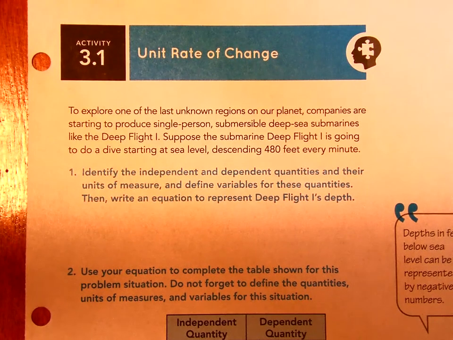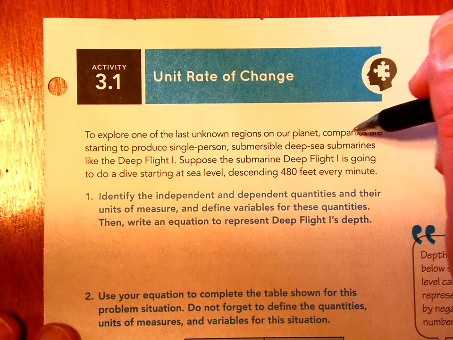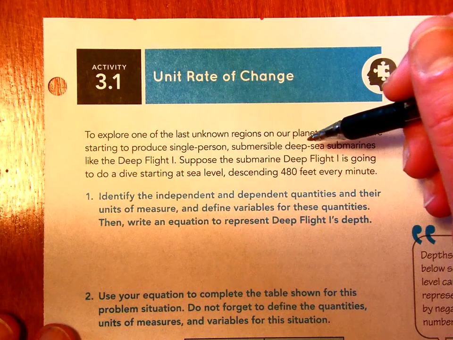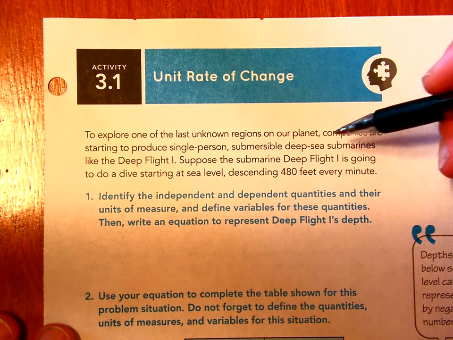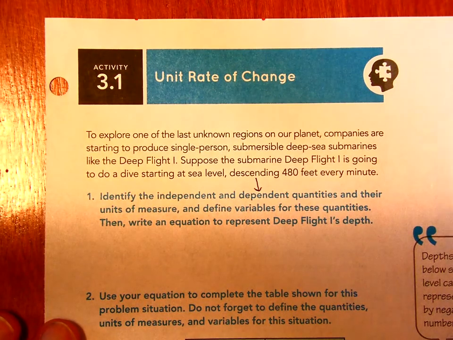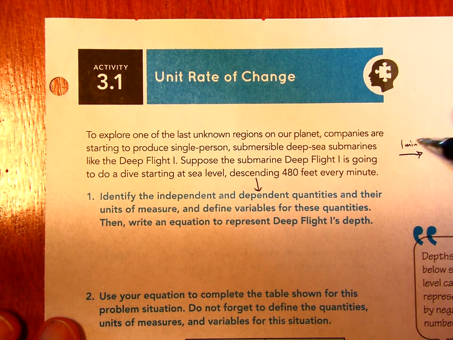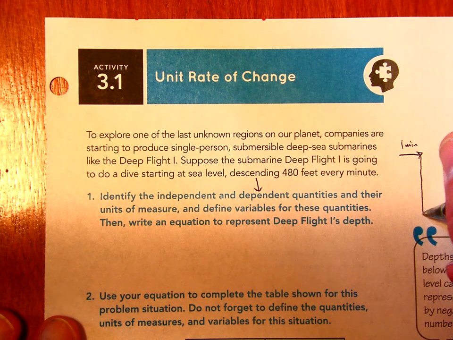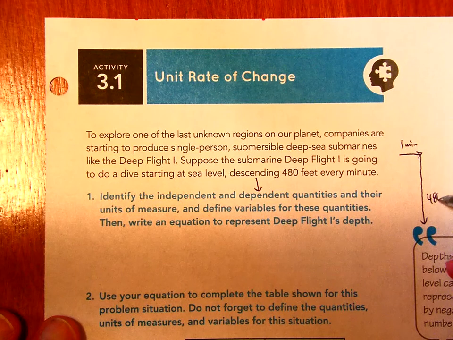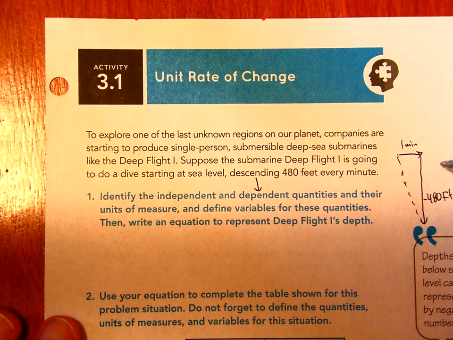To explore one of the last unknown regions of our planet, companies are starting to produce single-person submersible deep-sea submarines like Deep Flight 1. Suppose the submarine Deep Flight 1 is going to dive starting at sea level and descending. Descending means going down 480 feet every minute. So for every 1 minute of time, this sub is going down 480 feet. So our slope is going to be negative 480 over 1. Change in y over change in x.